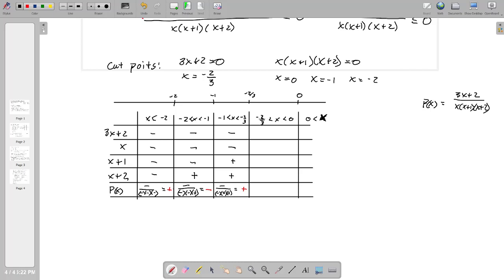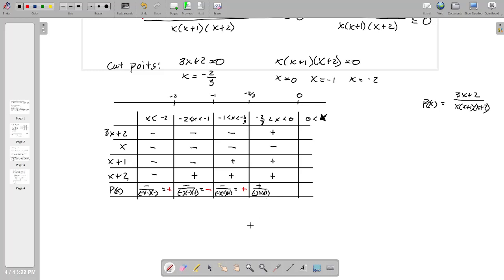And now between 0 and -2/3, we can use -1/2, -1/4, something like that. -1/4 will make this positive. -1/4 will make this negative. -1/4 will make this positive. And -1/4 will make this positive as well. So here we have a positive divided by a negative times a positive times a positive. So we have a positive numerator, a negative denominator, and that gives us a negative overall. So p of x is negative on this interval.